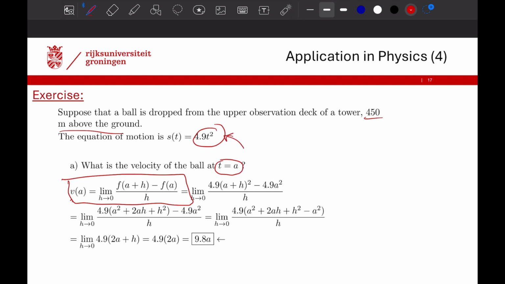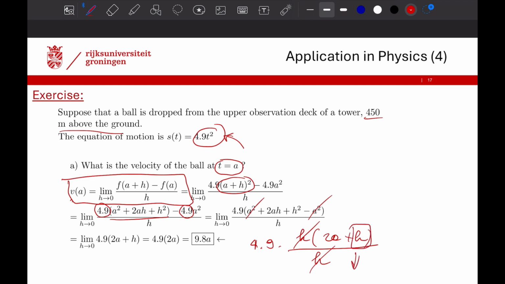This is our equation. So it becomes 4.9 (A plus H) squared minus 4.9 A squared over H. Here it's just a matter of expanding this out. It becomes this. We can factor the 4.9, and we have this expression within the parentheses. This one cancels, this one cancels. We have 4.9 times H times (2A plus H) over H. Now we have gotten rid of the H at the denominator, which was giving us problems, and we evaluate the limit. This one goes to 0, and we're left with 4.9 times 2A. So this is the expression which gives me the instantaneous velocity of this ball being dropped at any time point.